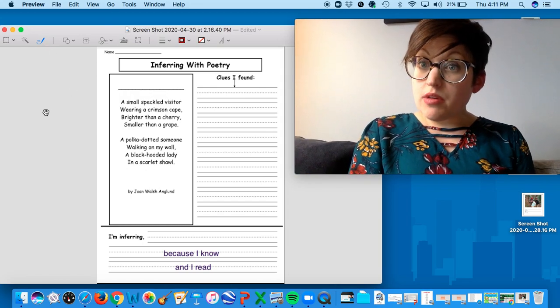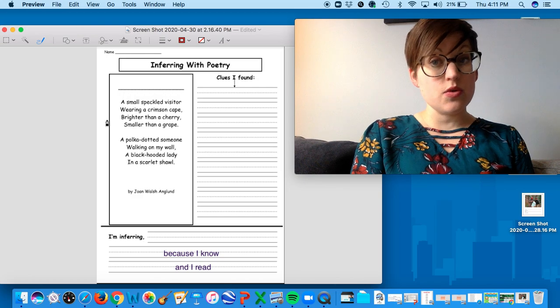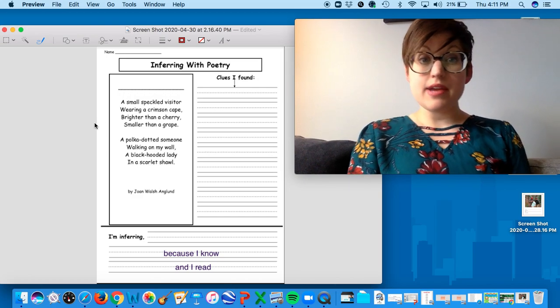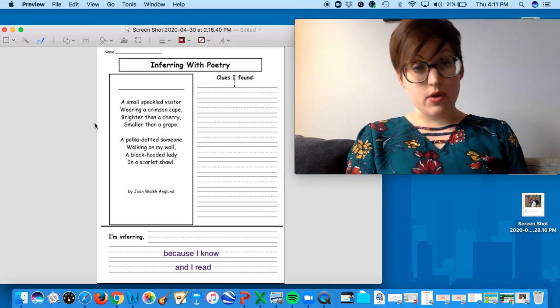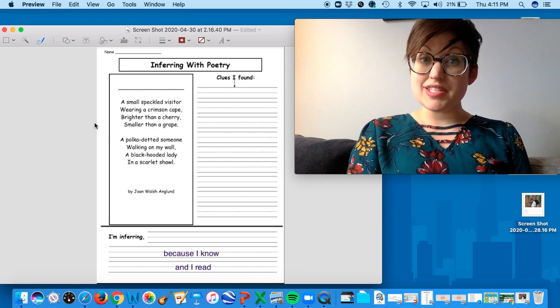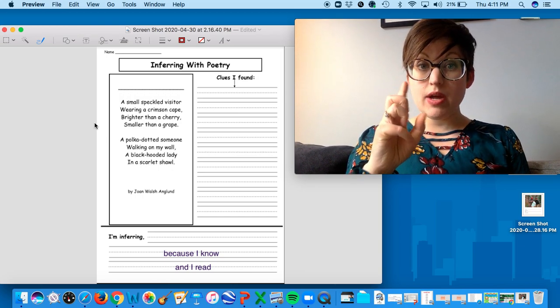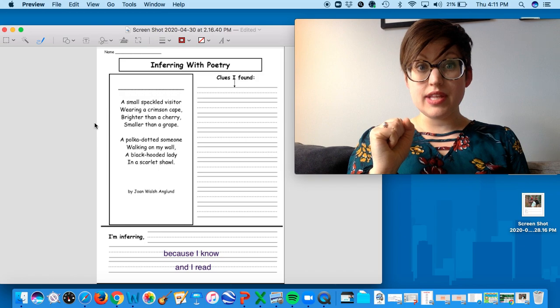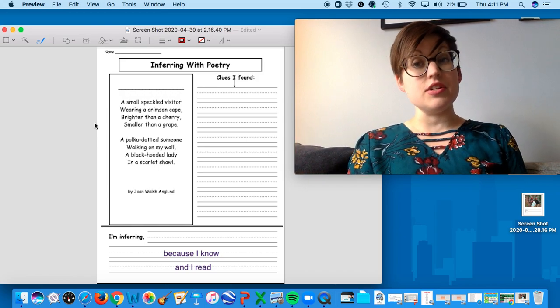A small speckled visitor wearing a crimson cape, brighter than a cherry, smaller than a grape. A polka-dotted someone walking on my wall, a black hooded lady in a scarlet shawl.